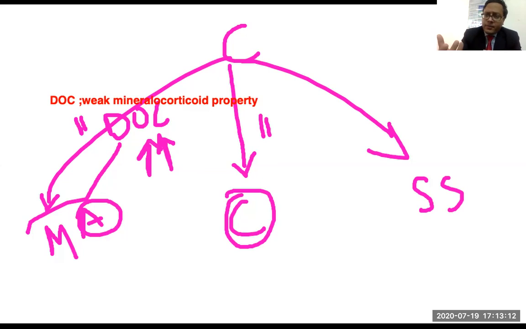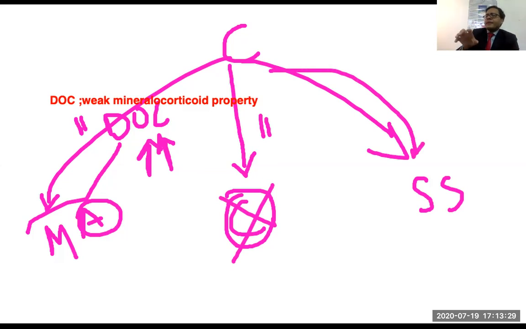weak mineralocorticoid property. But there will be total deficiency of cortisol, because the intermediates produced here don't have cortisol property, unlike the mineralocorticoid pathway. And obviously there will be increased synthesis of sex steroids, because a lot of things will be channelized here. So this condition is different.